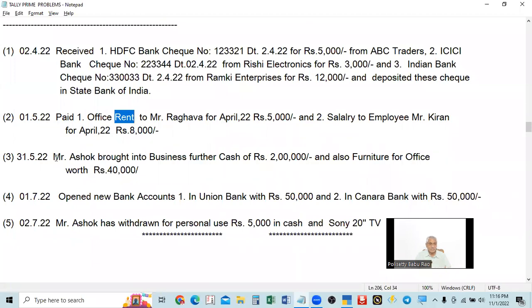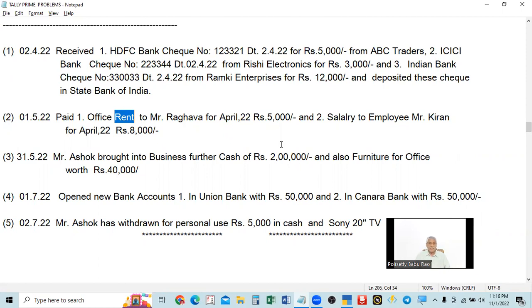Okay, next one. On 31st May, Ashok, that is the owner of the company, the proprietor, brought into business further cash of 2 lakhs, because it is a running business, so already it has capital. Additionally, he brought further cash of 2 lakhs and also furniture for office worth 40,000. He brought cash and furniture also.